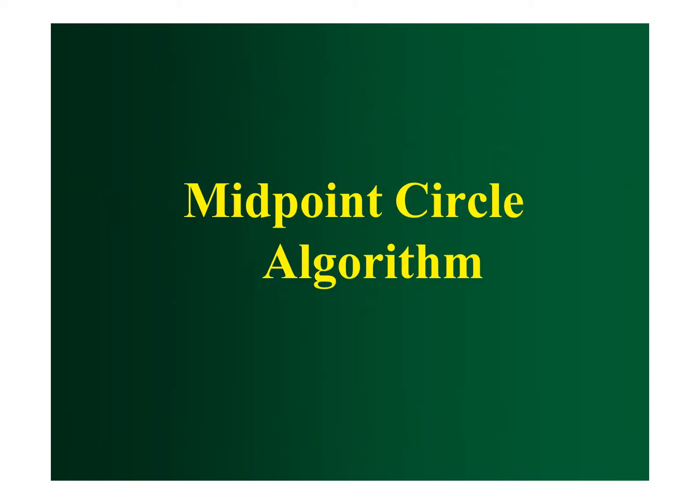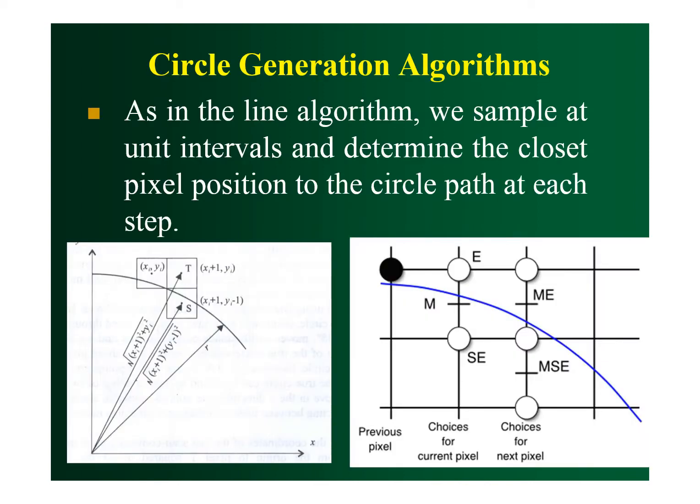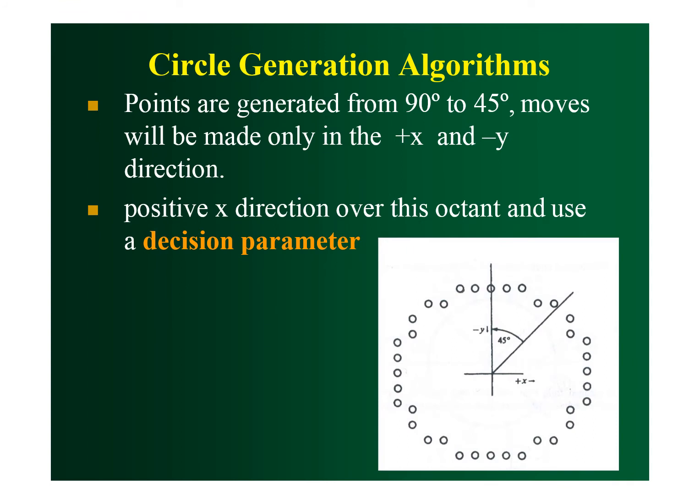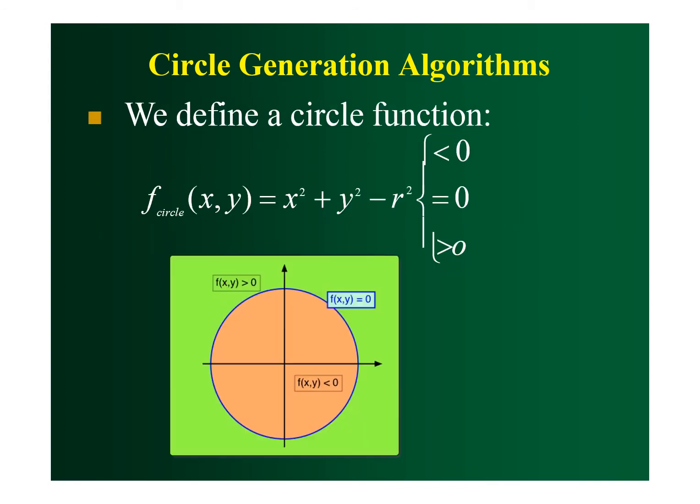The midpoint circle algorithm is one of the famous algorithms to draw a circle. As in the line algorithm, we sample at unit intervals and determine the closest pixel position to the circle path at each step, as I described previously. Points are generated from 90° to 45°, and moves are made in the plus x and minus y direction. We determine which position is closer to the circle path at each step. We take steps in the positive x direction over this octant and use a decision parameter, thereby we may decide the point.